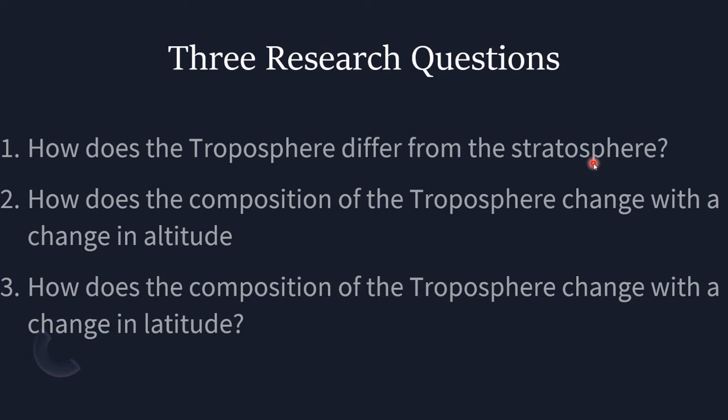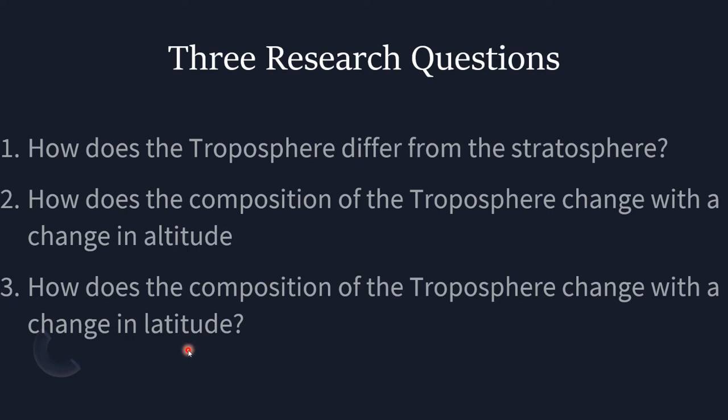In the first part of the lab, we will be talking about the difference between the troposphere and stratosphere. Then in another portion of the lab, how does the composition of the troposphere change with the change in altitude? Altitude means the difference in height. The more you go up from the earth, the more your altitude will increase. So how the composition, like the density of the air, the moisture or any other content, changes in relation to the altitude.